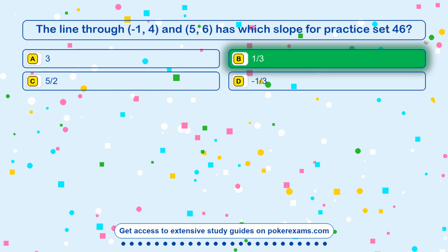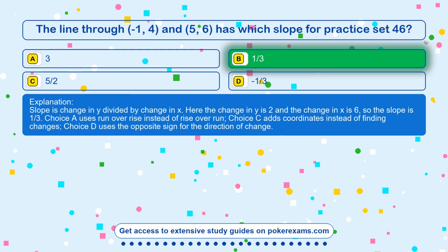The correct answer is option B, 1/3. Slope is change in y divided by change in x. Here the change in y is 2 and the change in x is 6, so the slope is 1/3. Choice A uses run over rise instead of rise over run. Choice C adds coordinates instead of finding changes. Choice D uses the opposite sign for the direction of change.